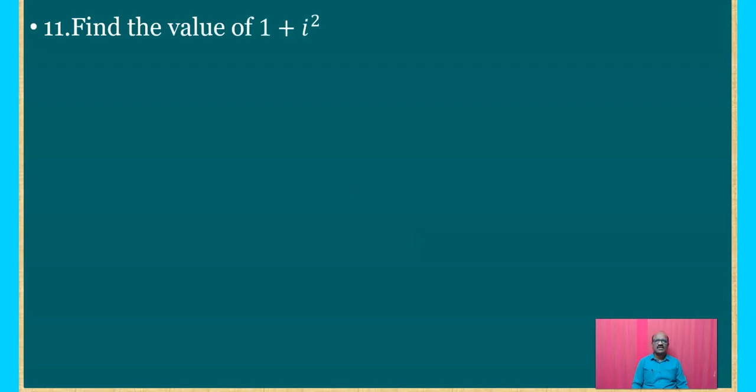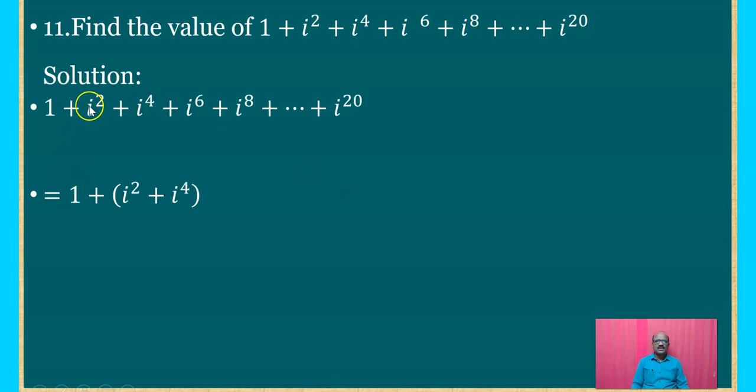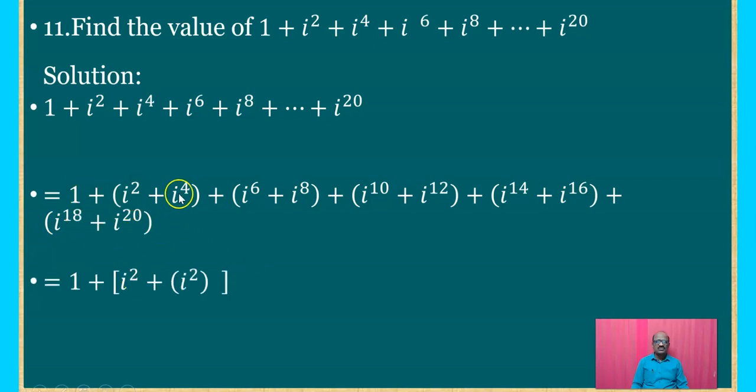Next is example number 11. Find the value of 1 plus i square plus i^4 plus i^6 plus i^8 up to i^20. Now the solution. See, this is a very interesting example. First is 1, i square plus i^4, i^6 plus i^8, i^10 plus i^12, i^14 plus i^16, i^18 plus i^20. See this here, 1, i square.